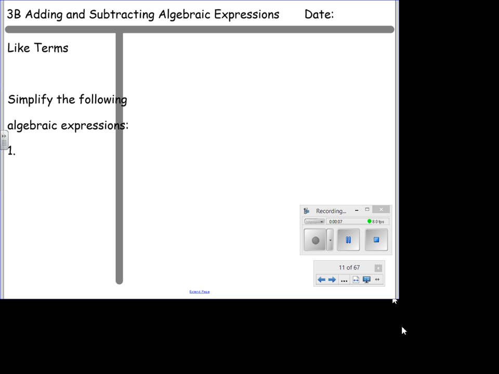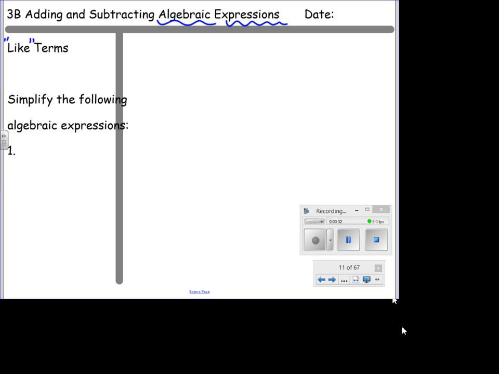So go ahead and write down 3B, adding and subtracting algebraic expressions. So remember, we talked about expressions today in class and also in your last video, which basically identifies any string of addition and subtraction of terms makes an expression. So now what we're looking at is how do you know which ones are like terms?